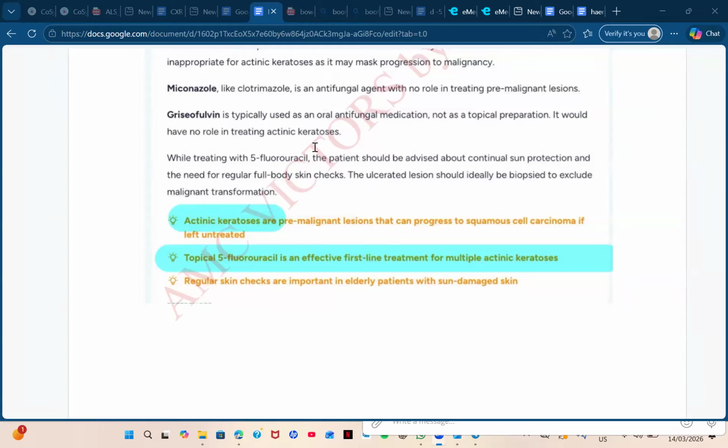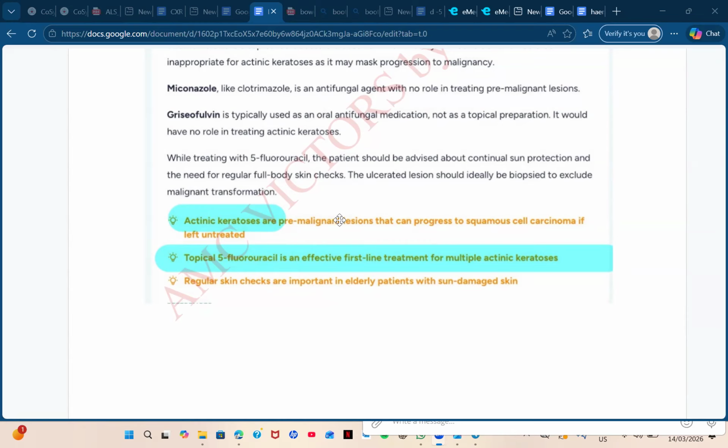And what is the other treatment, like fluorouracil 5%? What is the other treatment mentioned in the therapeutic guideline? We have three types of treatment, right? We have cryotherapy, we have 5% fluorouracil, and we have 5% imiquimod cream as well, right, doctors? But most commonly used is fluorouracil cream, right?